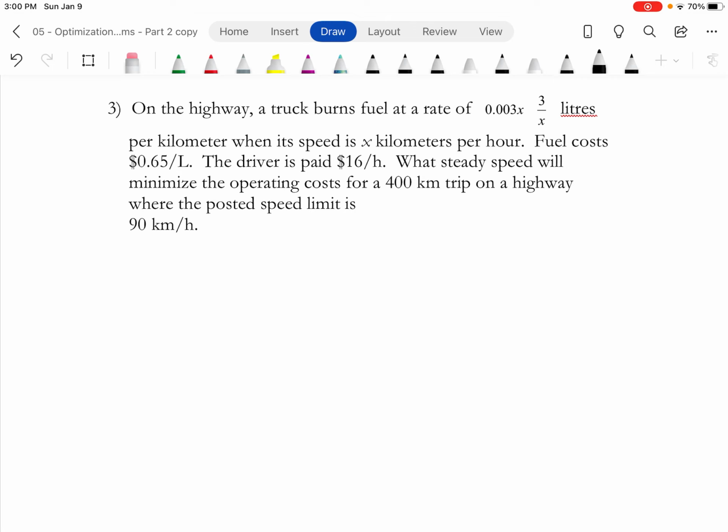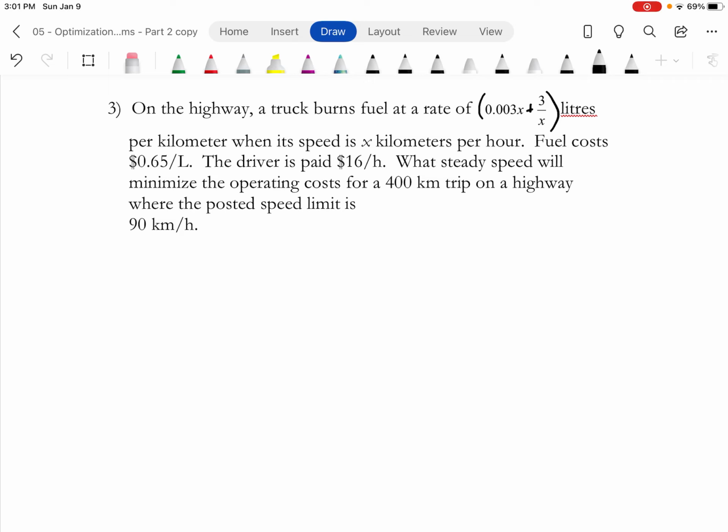On the highway, a truck burns fuel at a rate of, well, that didn't appear right. I think it's 0.003x plus 3 over x liters per kilometer when its speed is x kilometers per hour. Fuel costs 65 cents a liter. Well, that tells you how old this question is, doesn't it? It's more like $1.40 a liter now, but okay, that's fine. Maybe this truck company gets a deal on fuel.